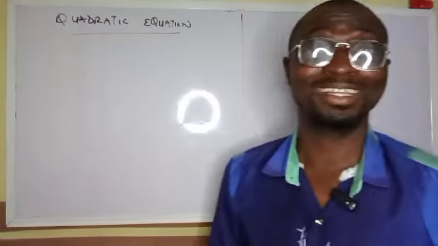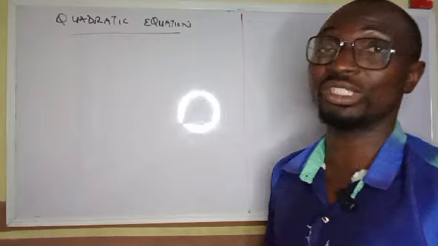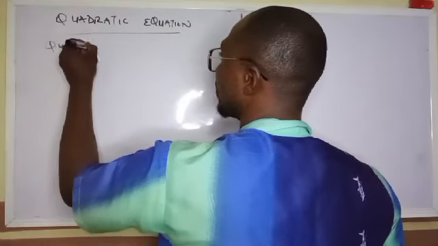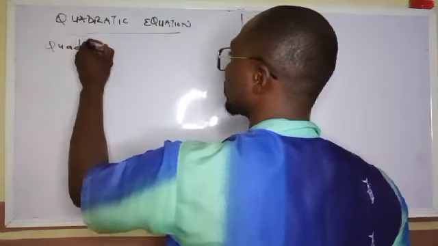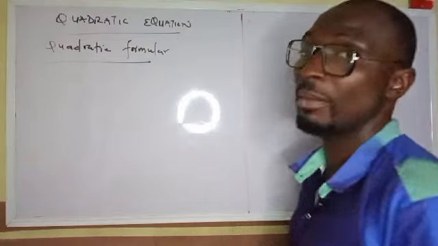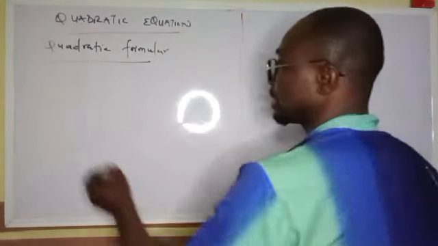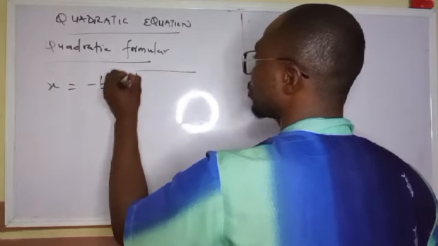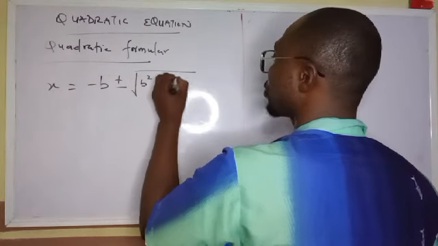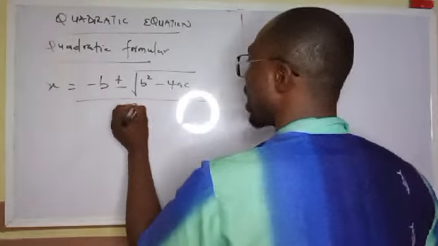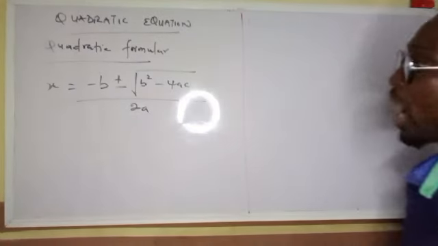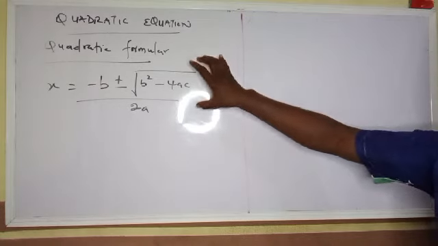You're welcome back. In this video, we are going to be using the quadratic formula to solve quadratic equations. Before then, let's look at how we come about the quadratic formula. That is, x is equal to minus b plus or minus the square root of b squared minus 4ac, all over 2a. So this is the quadratic formula.